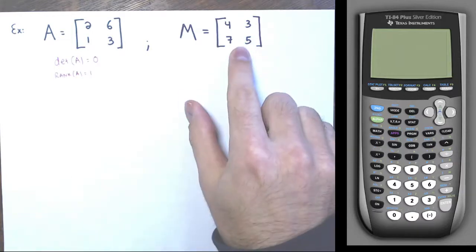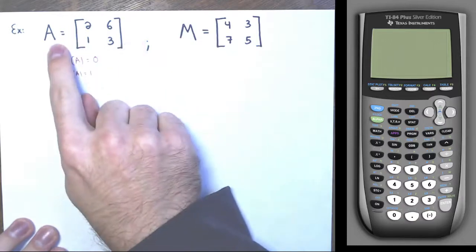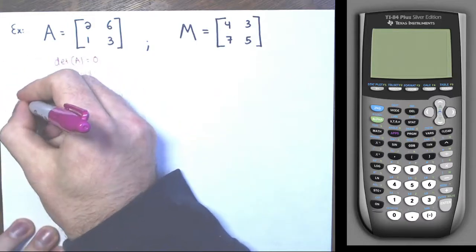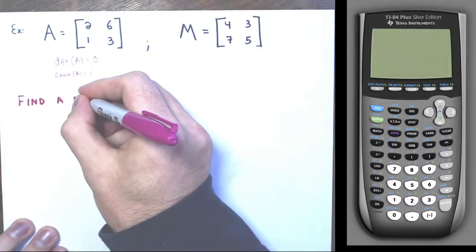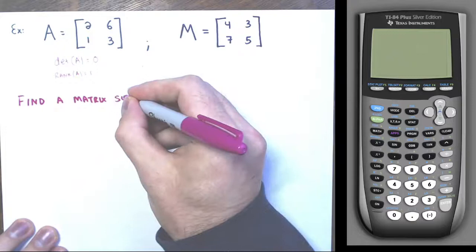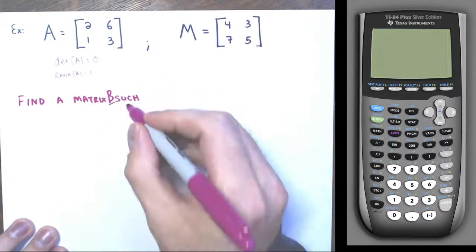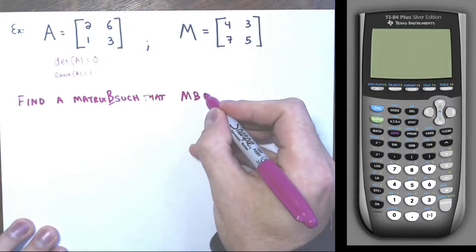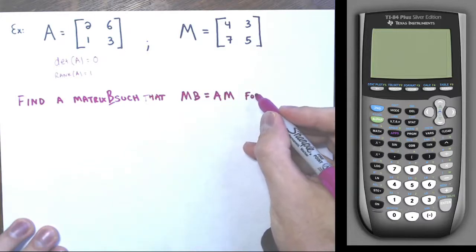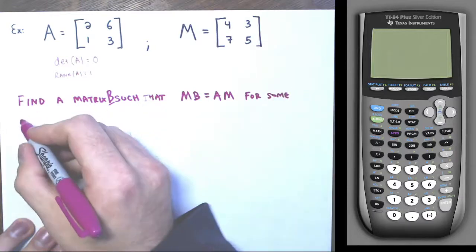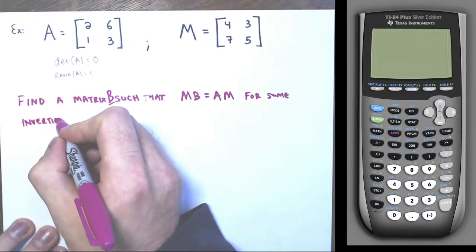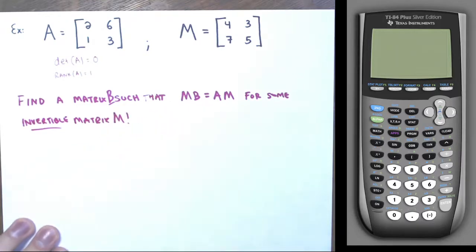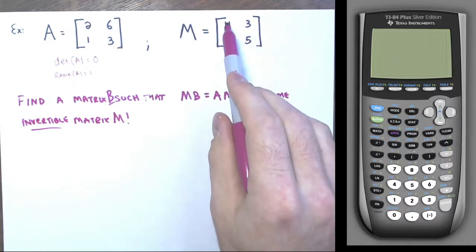Now over here again, if I say here's a matrix A, find a matrix B that is similar to it. Right, we're just trying to find a matrix B such that M times B equals A times M for some invertible matrix M. Right, so again, you can pick any invertible matrix you wish. Now here I have this invertible matrix, with 4, 7, 3, -5.